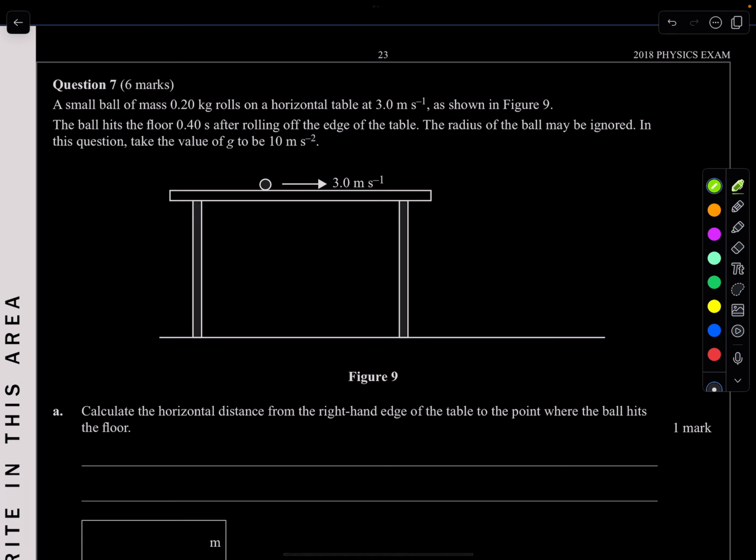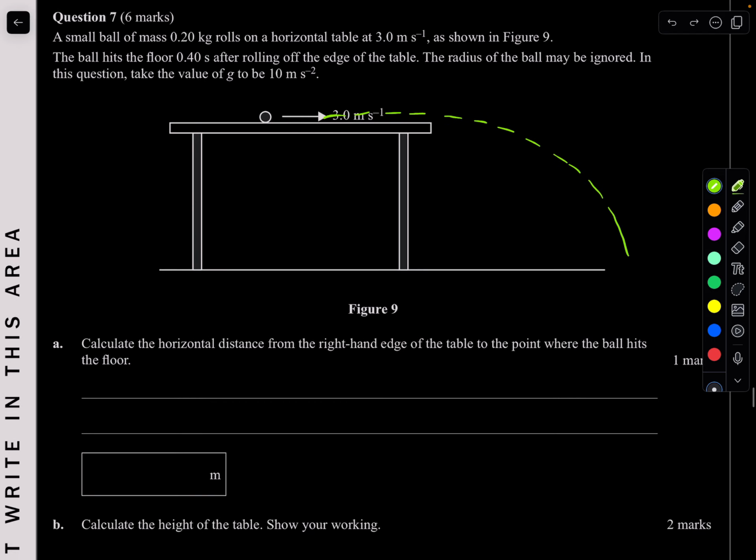A small ball of mass 0.2 kilogram rolls on a horizontal table at 3 meters per second, as shown in figure 9. The ball hits the floor at 0.4 seconds after rolling off the edge of the table. The radius of the ball may be ignored. In this question, take the value of g to be 10. Calculate the horizontal distance from the right-hand edge of the table to the point where the ball hits the floor. Of course, the ball goes through projectile motion and hits the floor, and that's what we want to calculate, this horizontal distance.